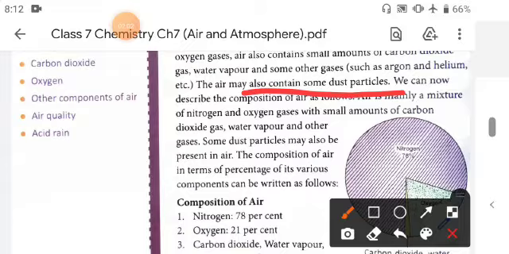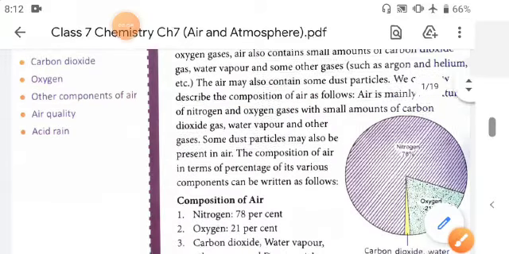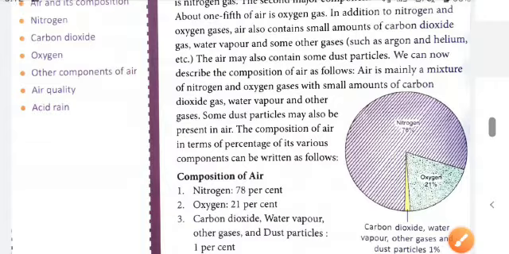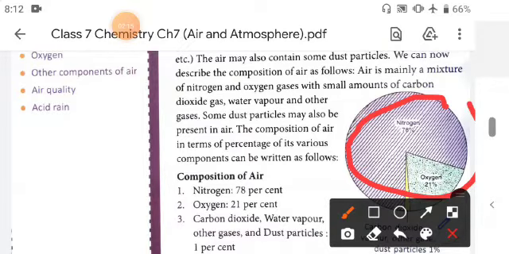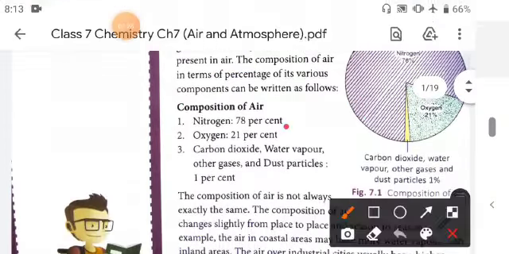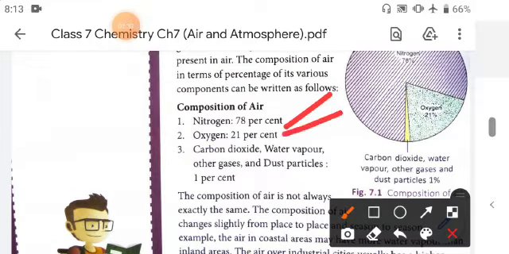We can describe the composition of air as follows. Here you are seeing that there is 78% nitrogen and 21% oxygen, and some dust particles may also be present in air, and the components can be written here. So here the composition of air is given: 78% nitrogen, 21% oxygen, and carbon dioxide, water vapor, other gases and dust particles contain only 1%.